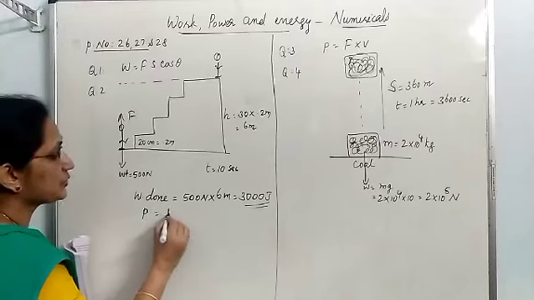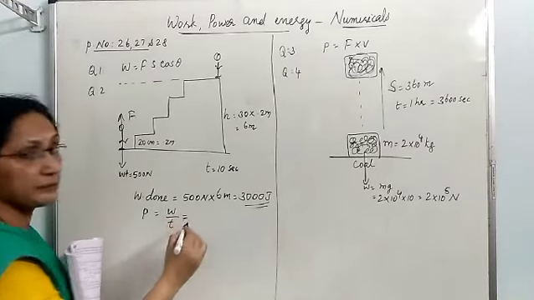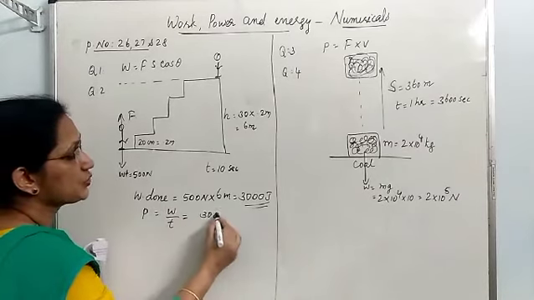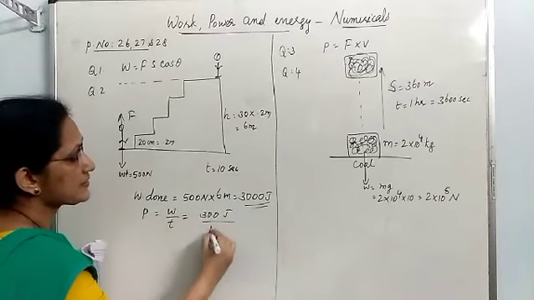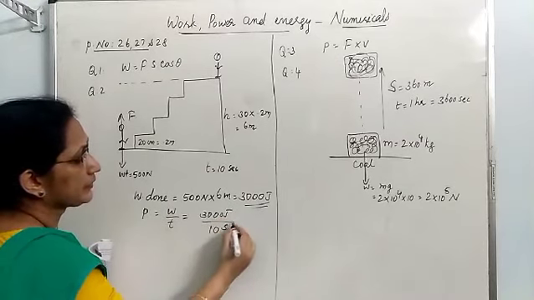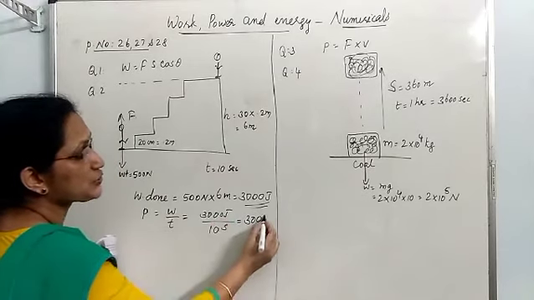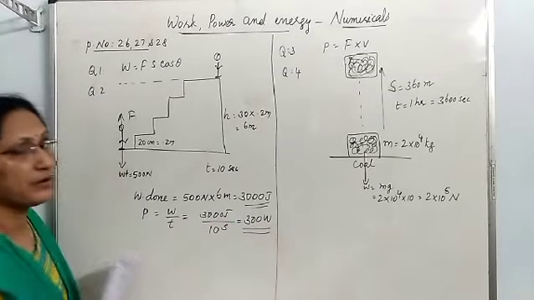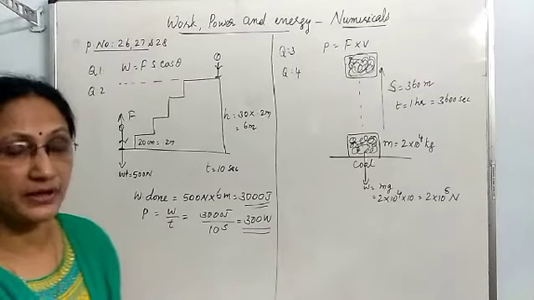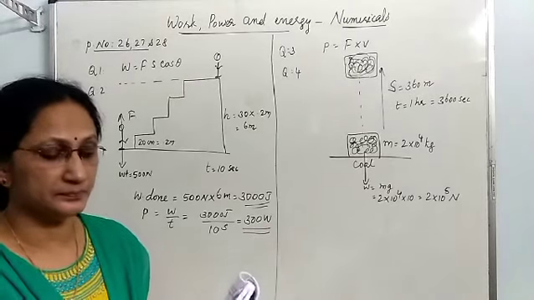Now, power is equal to work upon time. Work is 3000 joule. Time taken is 10 seconds. So, the answer is 300 joule per second, its short form is watt. So, the power spent by the man is 300 watt.